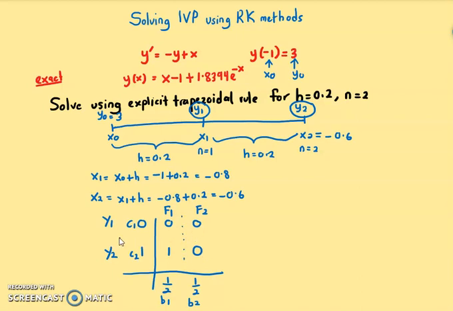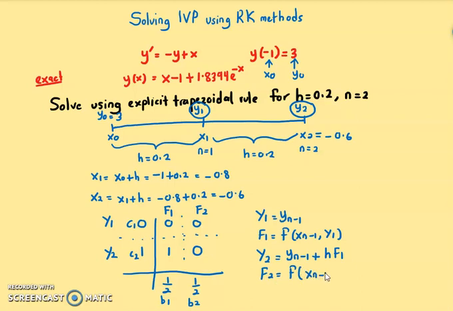To find yn, the equations are given like this: Y1 equals yn minus 1, while f1 is f of xn minus 1, Y1. Now Y2 is given by yn minus 1 plus h times f1, since a21 is 1, and f2 is given by f of xn minus 1 plus h, Y2, since c2 is 1. Lastly, my yn is given by yn minus 1 plus h over 2 f1 plus h over 2 f2.